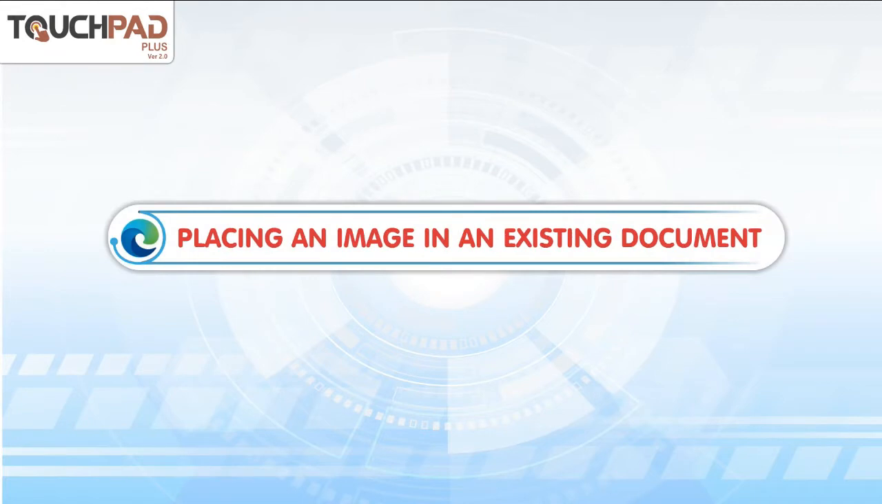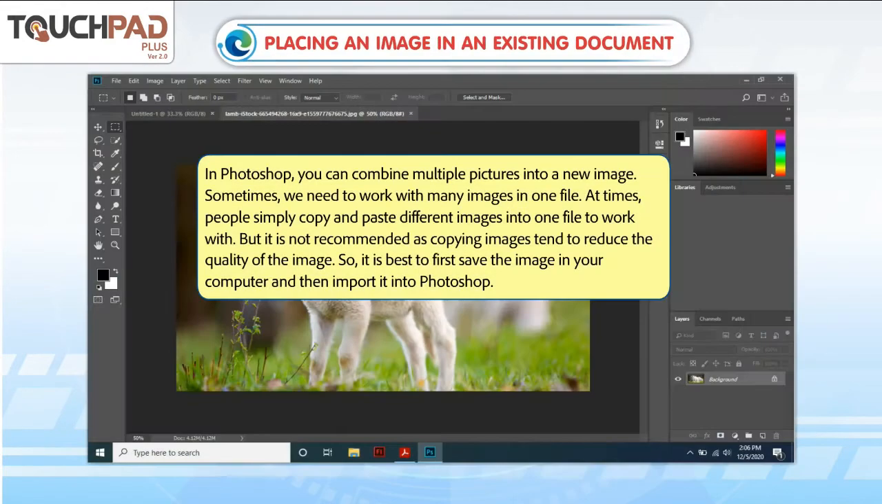Placing an image in an existing document. In Photoshop, you can combine multiple pictures into a new image. Sometimes, we need to work with many images in one file. At times, people simply copy and paste different images into one file to work with.